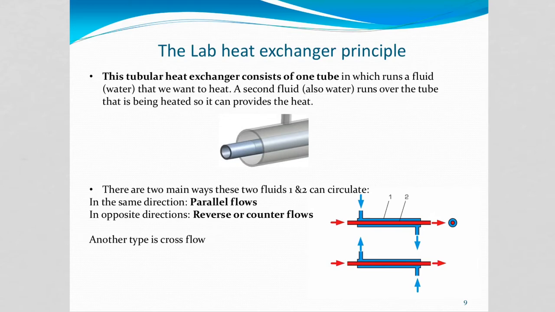So there are two main ways these two fluids, one and two, can circulate. They can circulate in the same direction, or one can circulate like this and the other one like that. When they circulate in the same direction, like here, you see the two fluids are going in the same direction, it's called parallel flow. And when they circulate in an opposite direction, it's called counterflow or reverse flow. There is a third type of flow. We're not going to talk about that today, but you can do some research. It's cross flow.